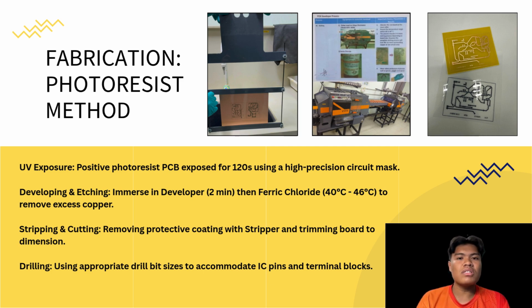The third step is stripping and cutting. The remaining protective photoresist coating is removed using a stripper solution. The PCB is then trimmed and cut to the required dimension. The final step is drilling. Appropriate drill bit sizes are used to create holes for electronic components such as IC pins, terminal blocks and other through-hole components. Through this process, a complete PCB is successfully fabricated and prepared for component assembly and soldering.